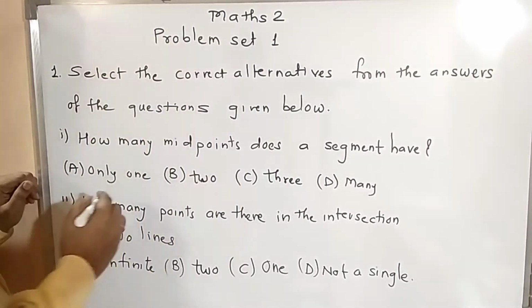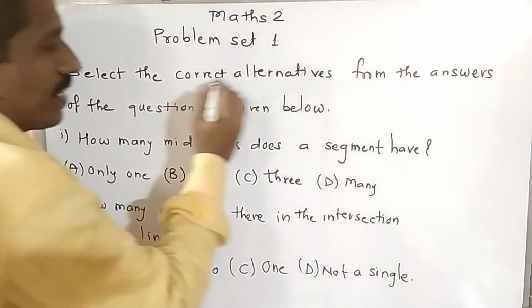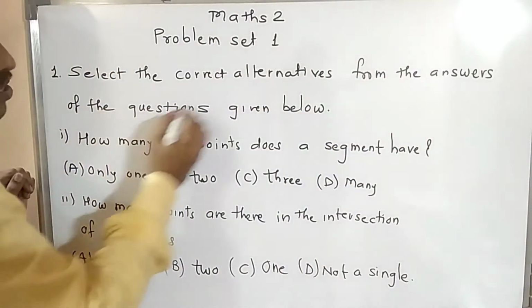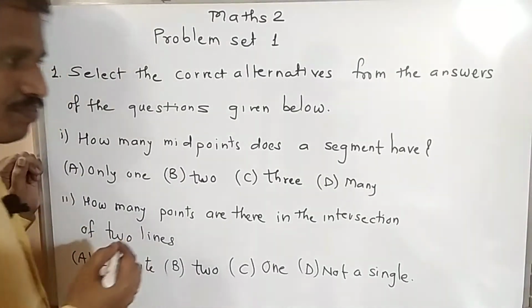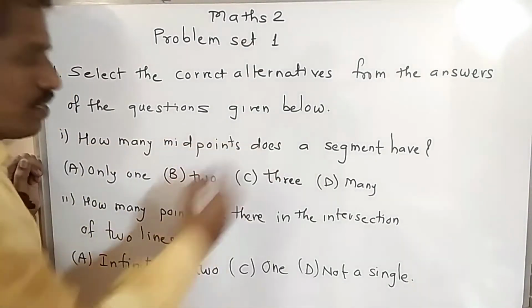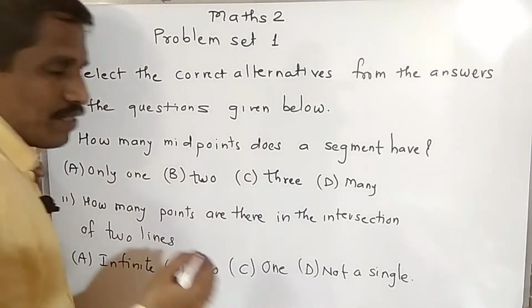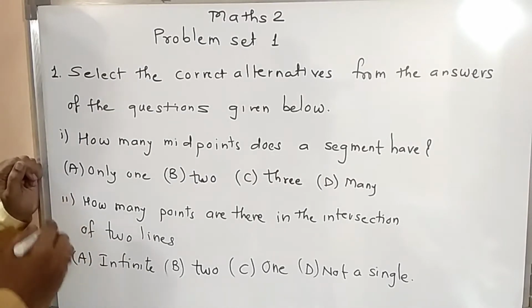Problem set 1. First one, select the correct alternatives from the answers of the questions given below. This is a multiple choice question. So for any question, 4 options are given. Out of these 4 options, you have to select the correct one.